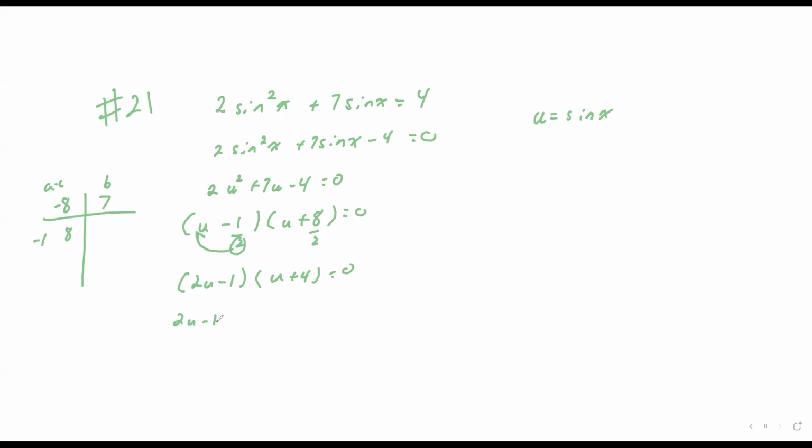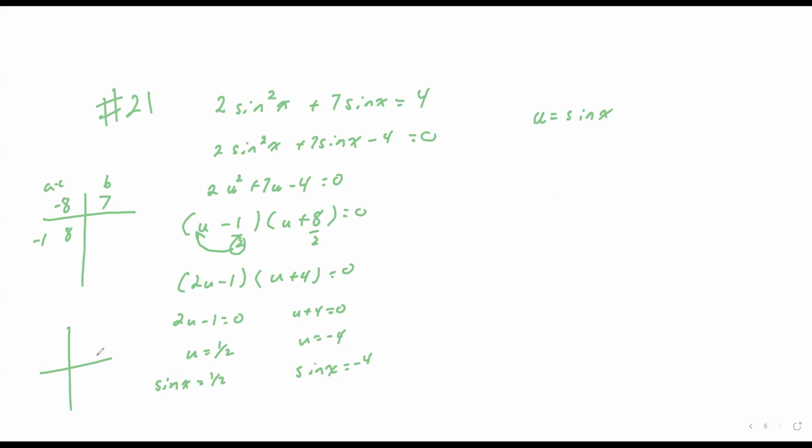So 2u minus 1 equals 0. u plus 4 equals 0. Then I would add 1, divide by 2. So u equals 1/2, and u equals -4. Substitute the sine back in there. So now I get sine x equals 1/2. Sine x equals -4. Unit circle, sine, again, I'm just looking for all answers between 0 and 2 pi now. I don't have to worry about the n.